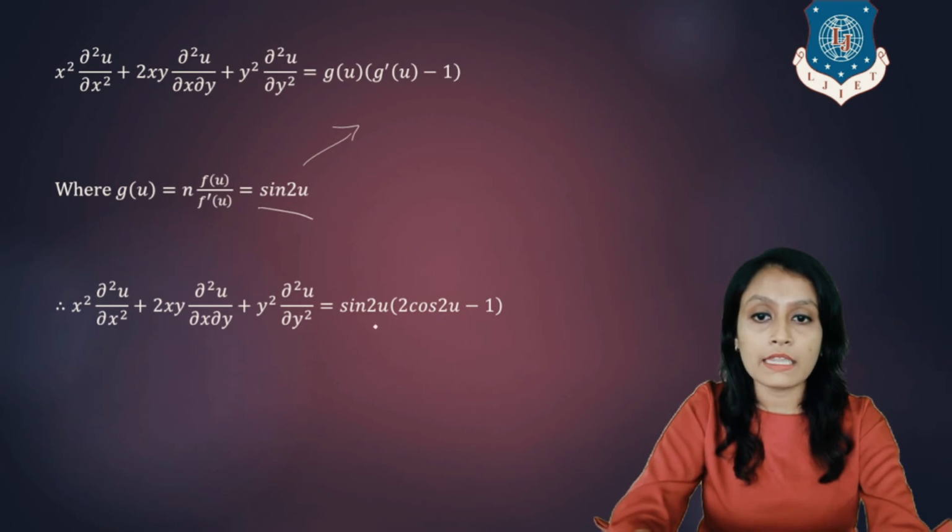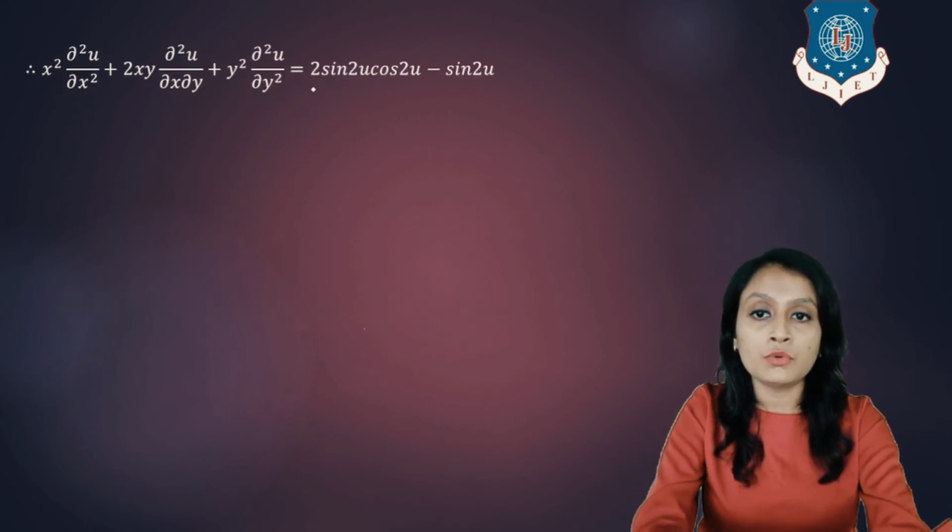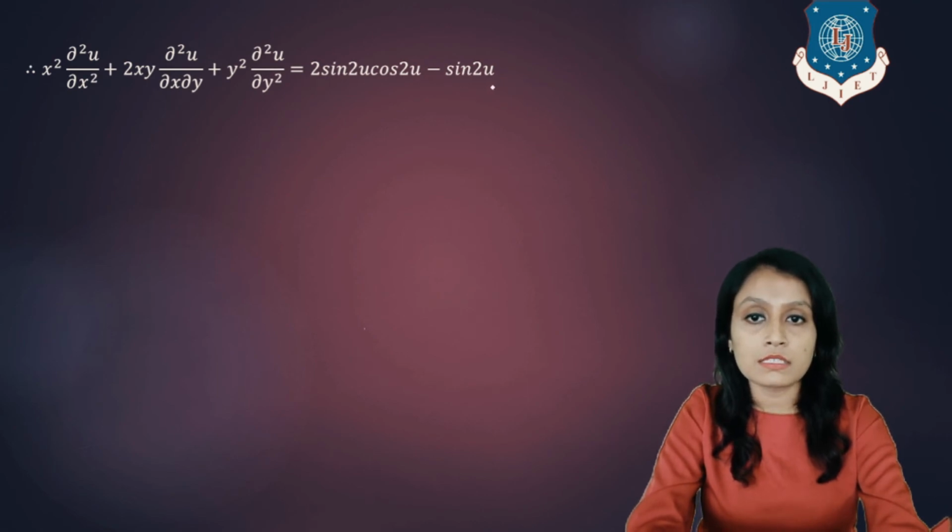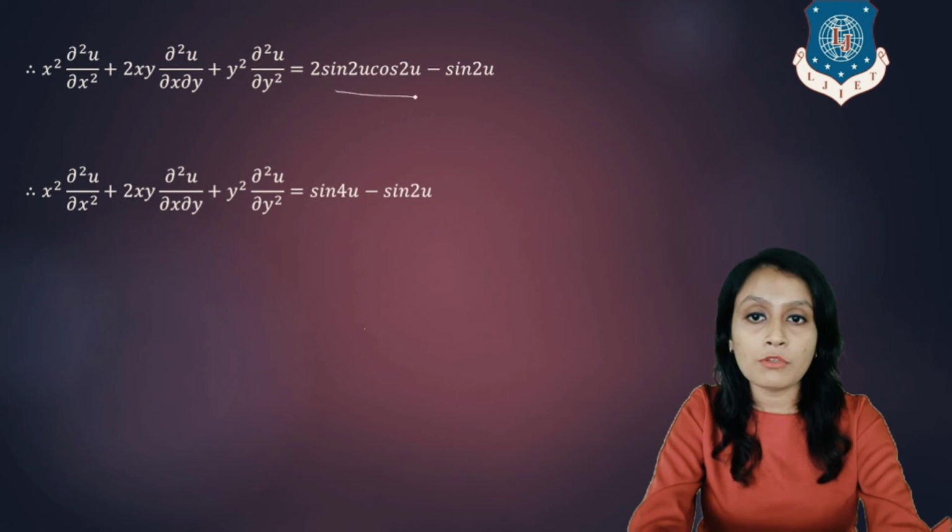So you will get sine 2u. g'(u) means derivative of sine 2u, that is 2 cos 2u minus 1. Now we will multiply this sine 2u inside. So you will get 2 sine 2u cos 2u minus sine 2u. Again we know this formula, that is 2 sine theta cos theta is equal to sine 2 theta. So from that formula you will get here sine 4u minus sine 2u.